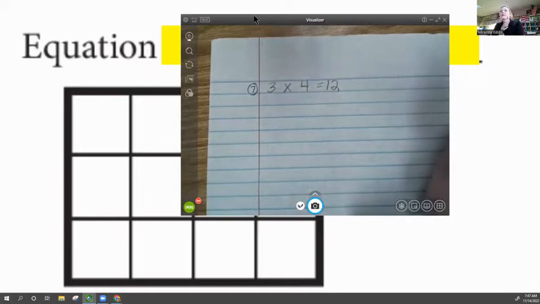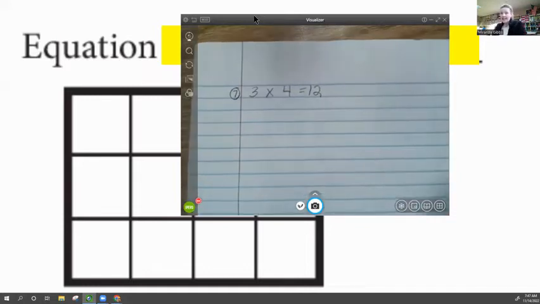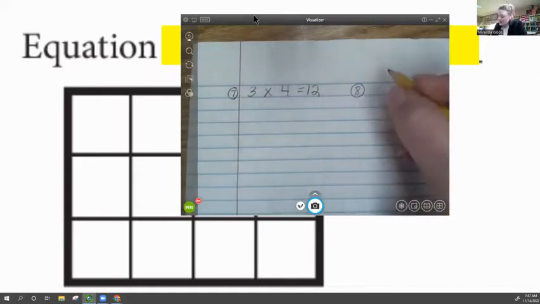Now, what if we made this into a set of stamps? For number 8 on your paper, draw a quick picture.